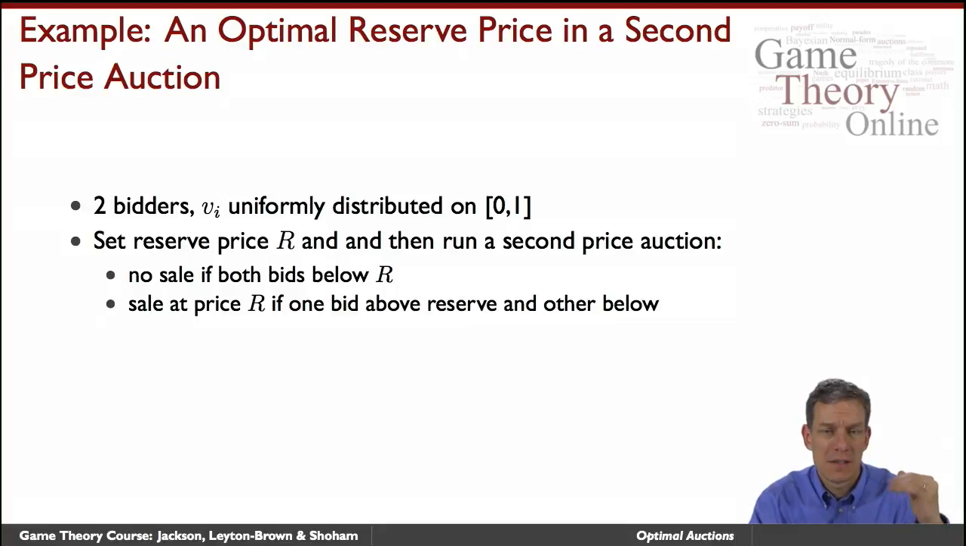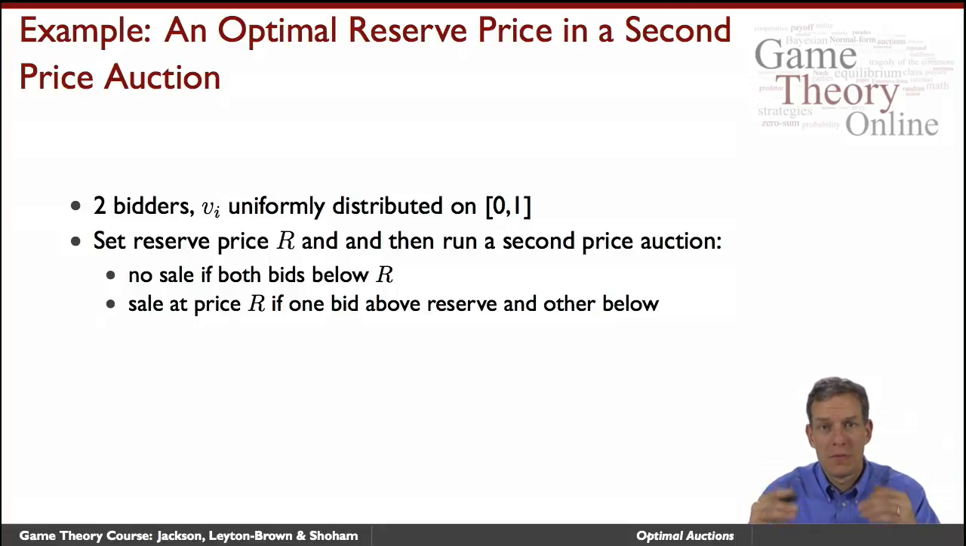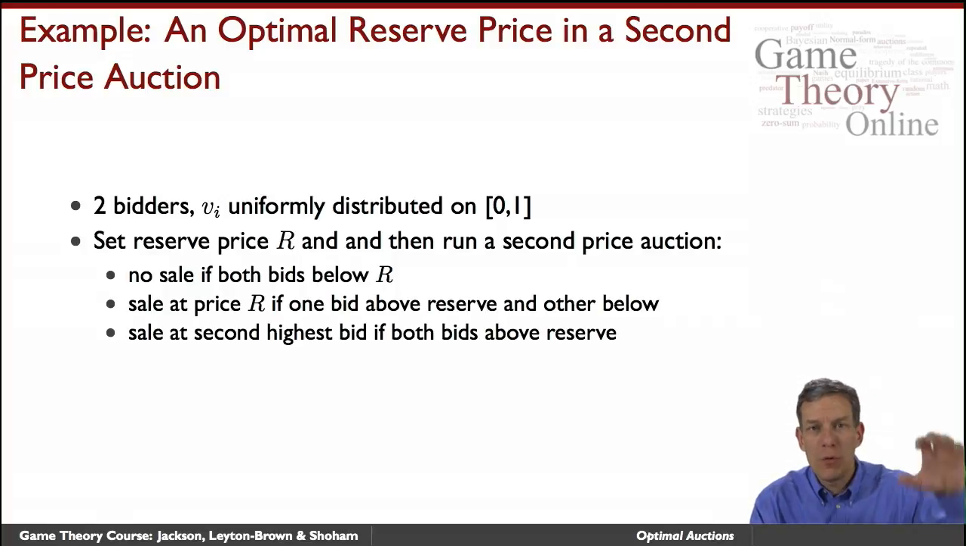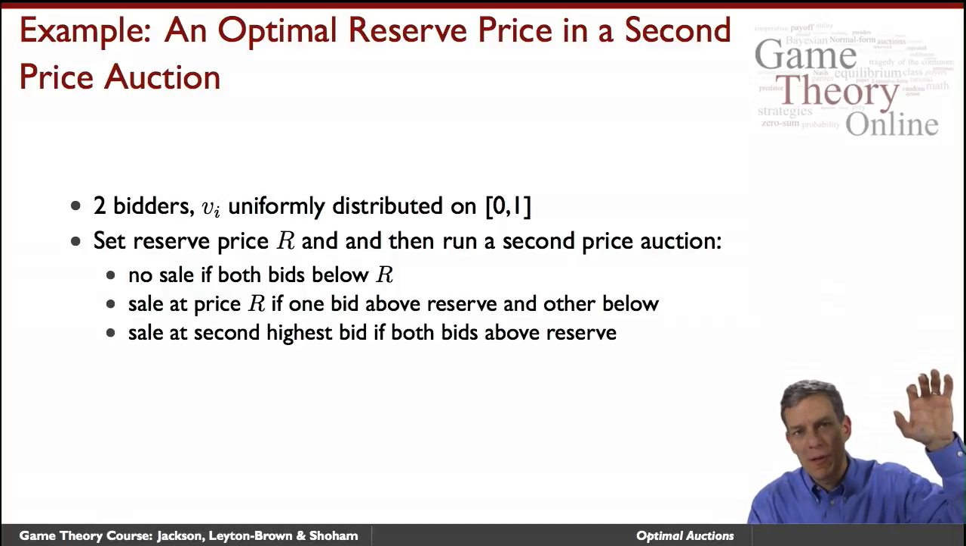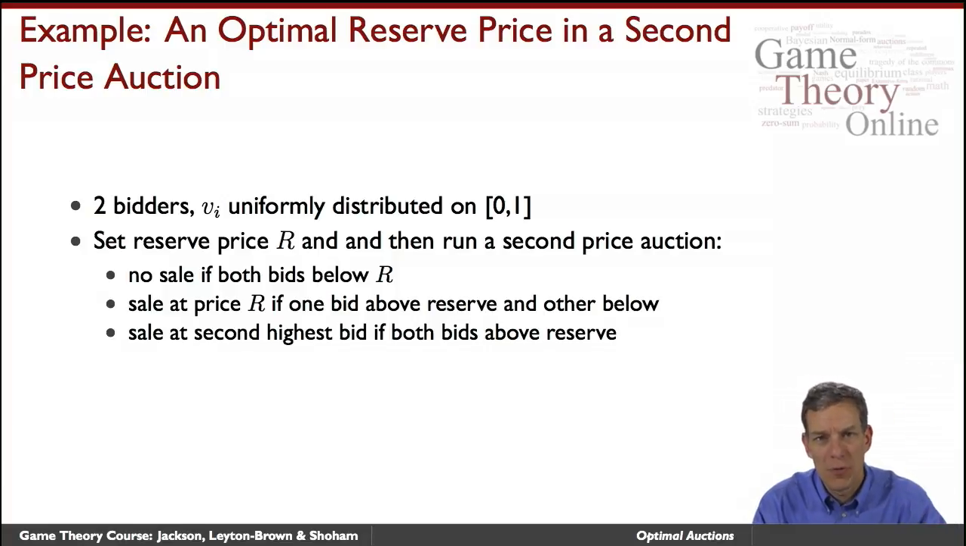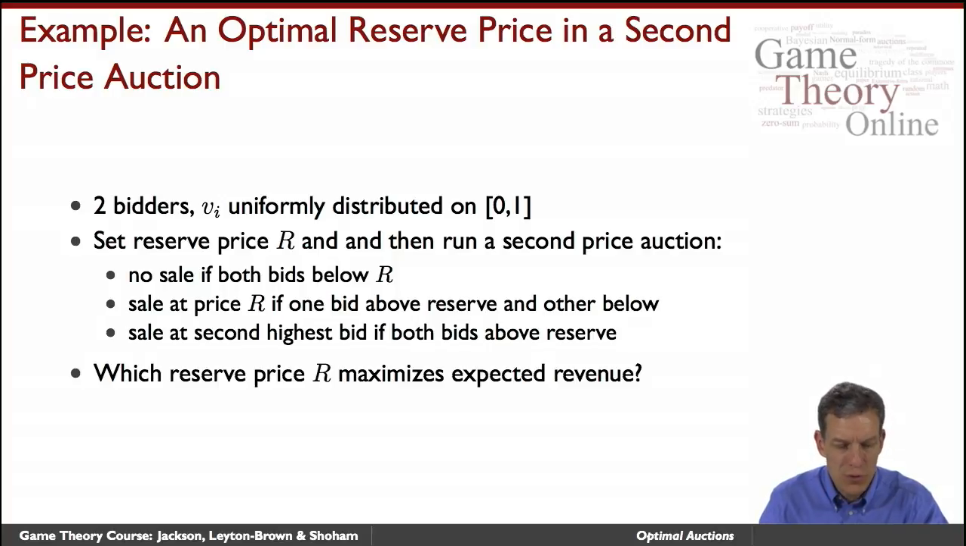The second highest bid is now the reserve price, and so we'll sell at that reserve if somebody bids above it and the other below. So again, second price auction, that's going to be the second highest. And if both bidders happen to bid above it, then it'll just be the second highest bid that will be the price. Okay, so that's the setting, and which reserve price is going to maximize the expected revenue?